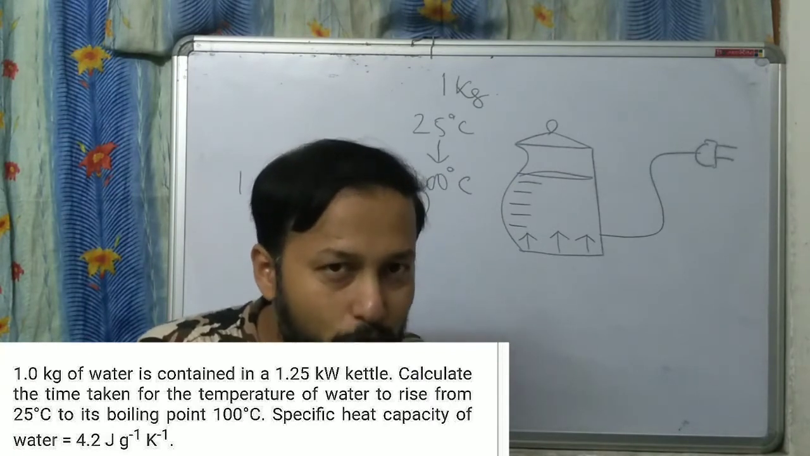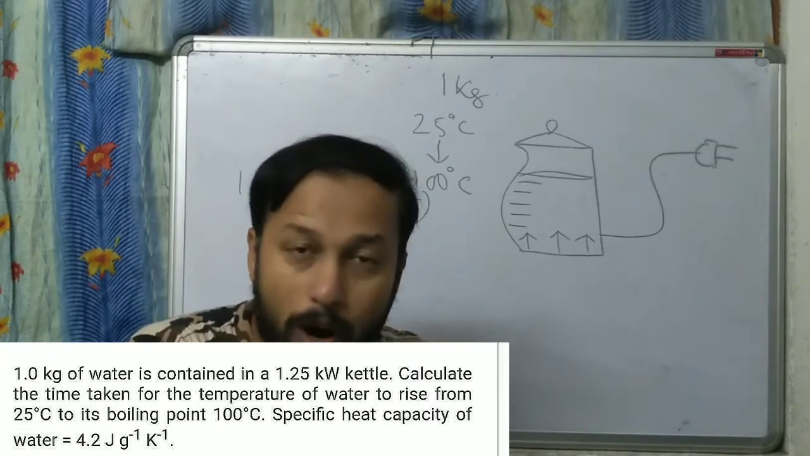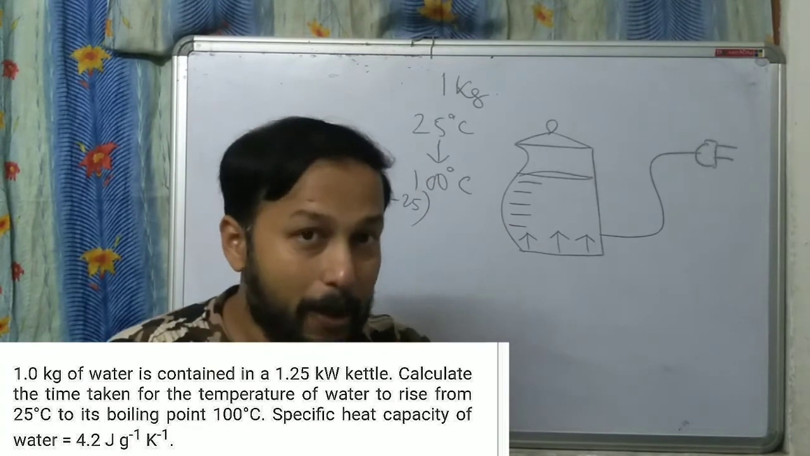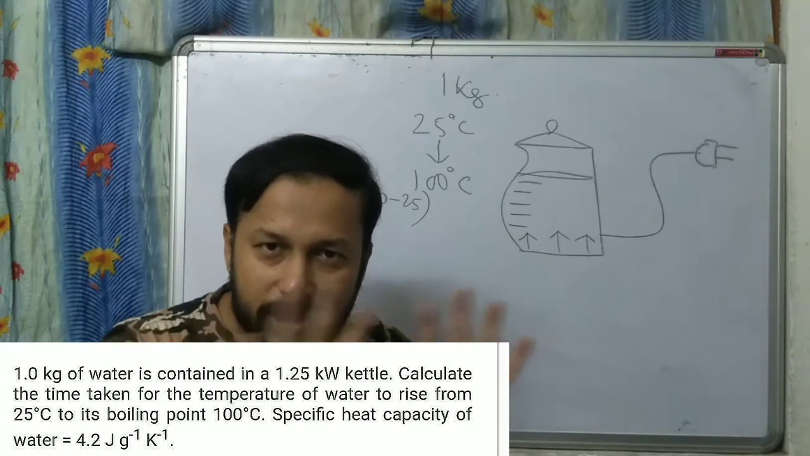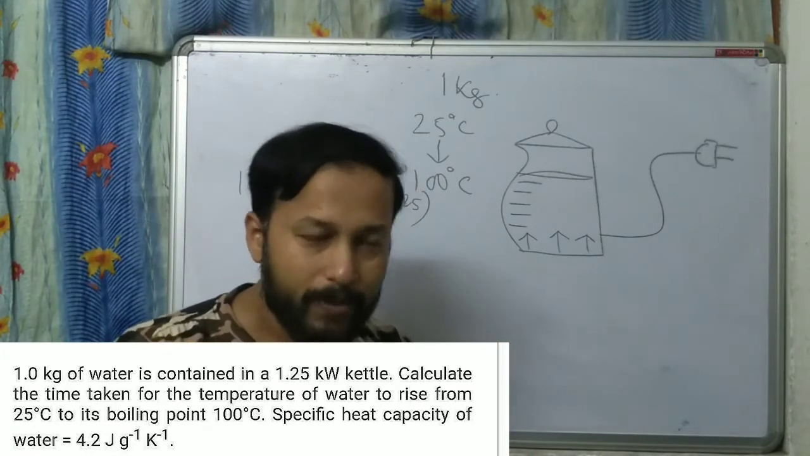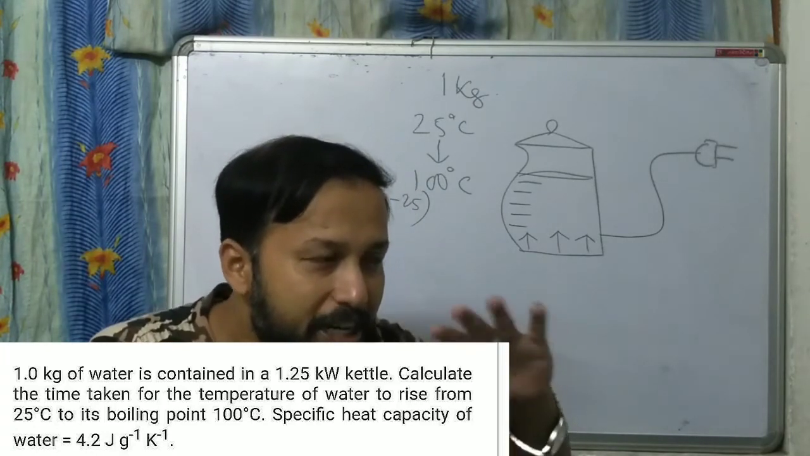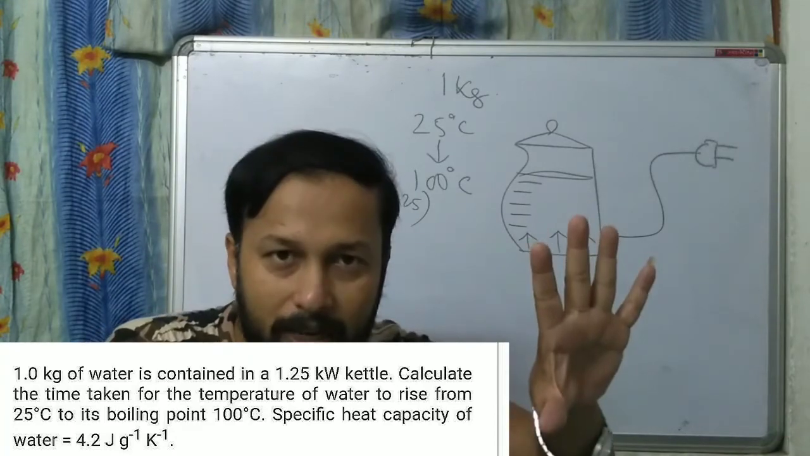Okay, 1.25 kW means 1.25 kilowatt. That is the power of that kettle. Now how much time is required? There is a very simple formula for that. How much heat does a kettle give?